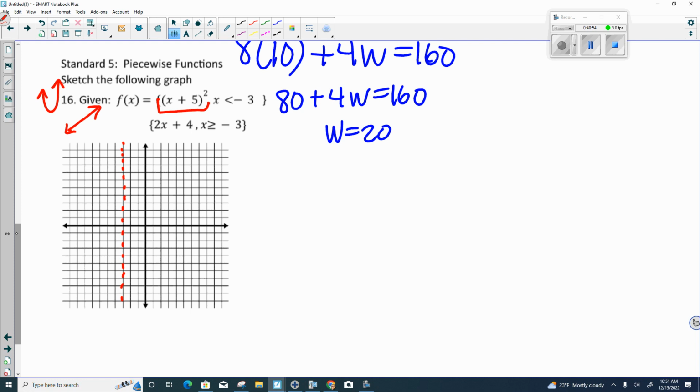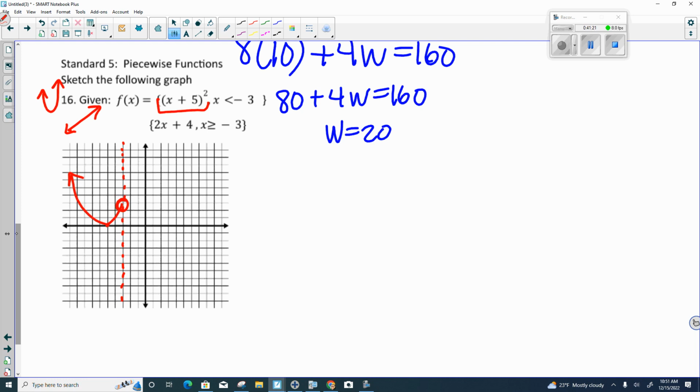Oh, that's a parabola with a horizontal shift of 5 to the left. Well, now I can do it. 1, 2, 3, 4, 5. It's a basic parabola. Here's where you get another point. For the parabola, x is less than -3. That is worth a point. That open circle.